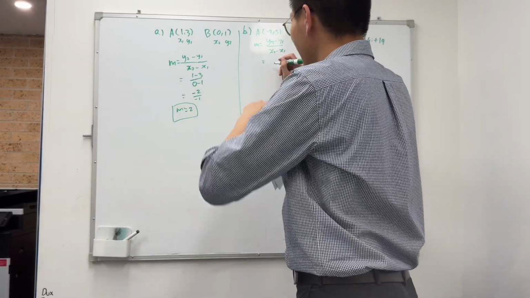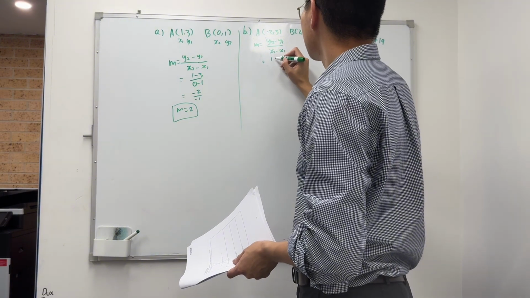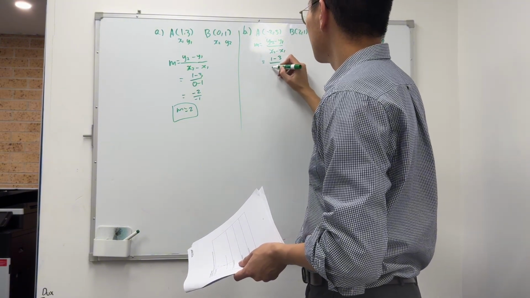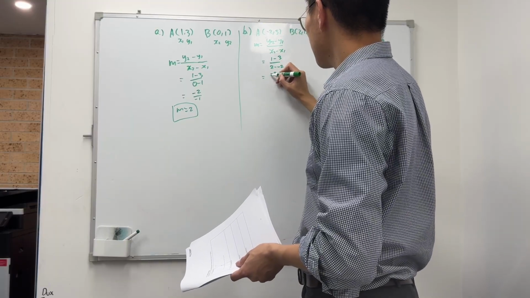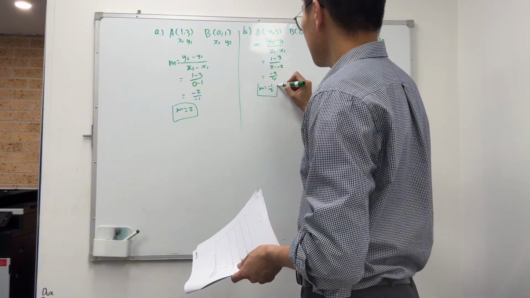Okay, fine. 1 minus 3, yeah. And then over 2 minus 2. Good. So minus 2 over 4. Yeah, minus a half. That's the answer.